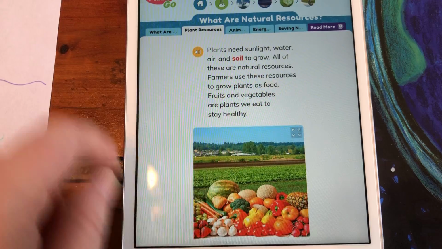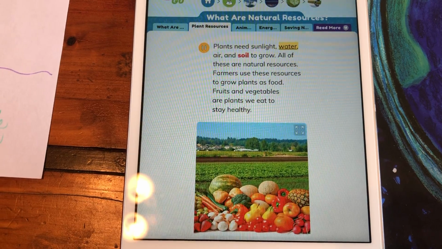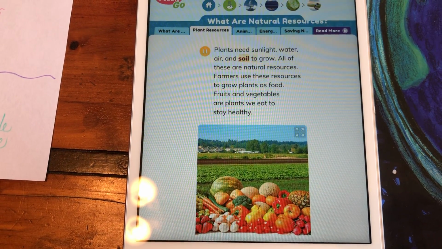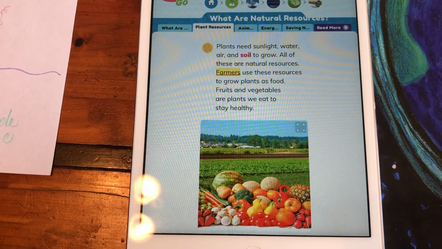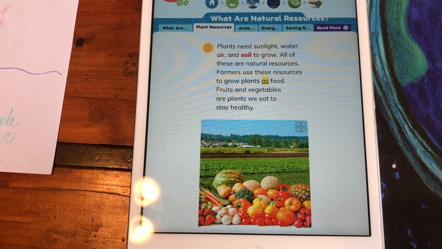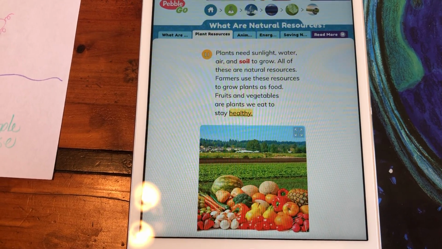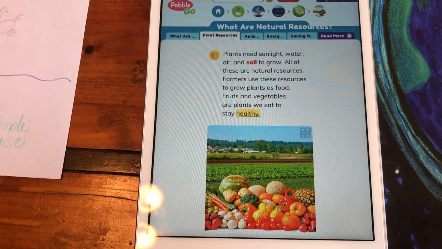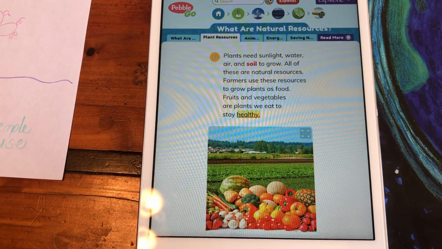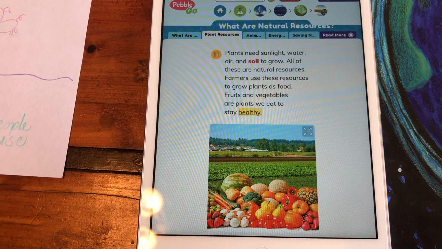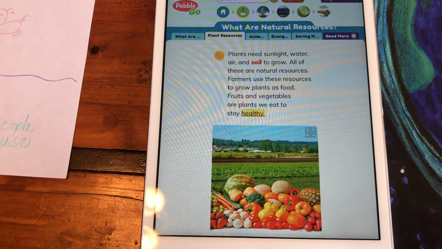Plants. Plants need sunlight, water, air, and soil to grow. All of these are natural resources. Farmers use these resources to grow plants as food. Fruits and vegetables are plants we eat to stay healthy. She did a good job reading that. And there's another great picture that shows us that plants are also natural resources, along with the sun and the water and the air and the soil that helps them to grow. Remember, those are the 4 things we learned about that helps plants grow.